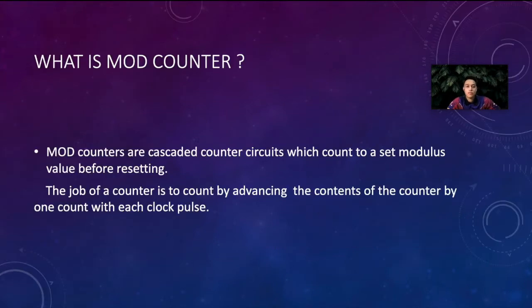So what is a mode counter? Mode counters are cascaded counter circuits which count to a set modulus value before resetting. The job of a counter is to count by advancing the contents of the counter by one count with each clock pulse.